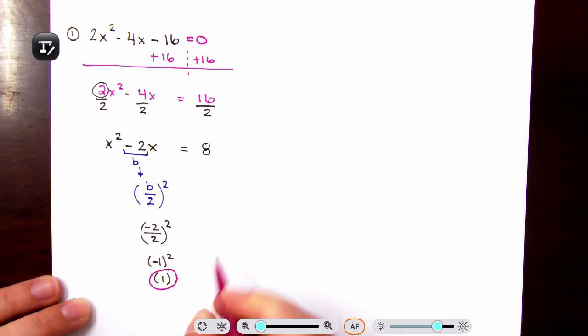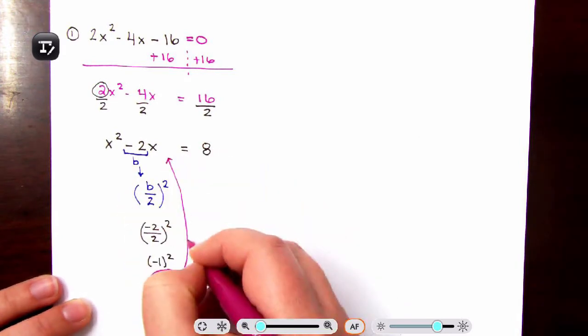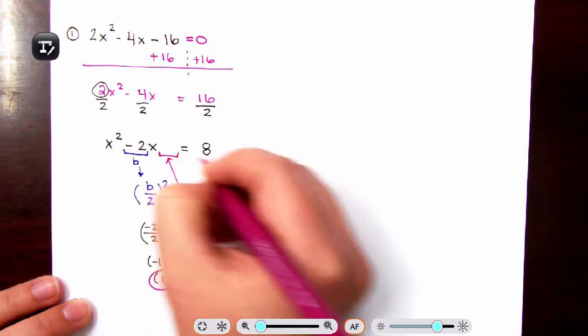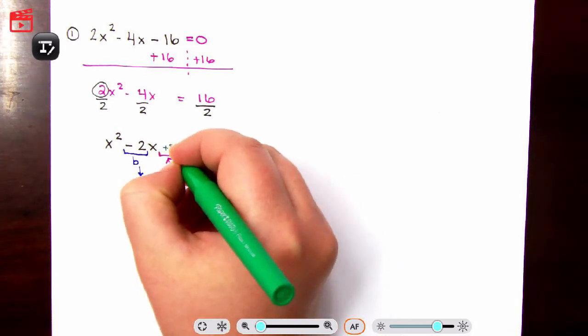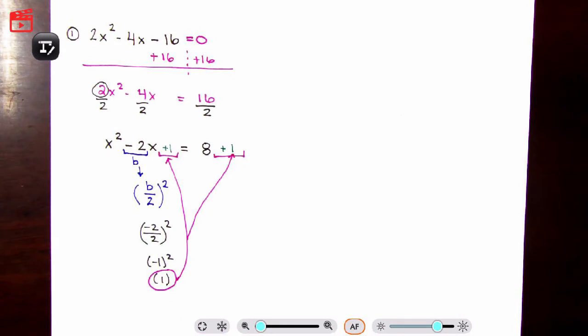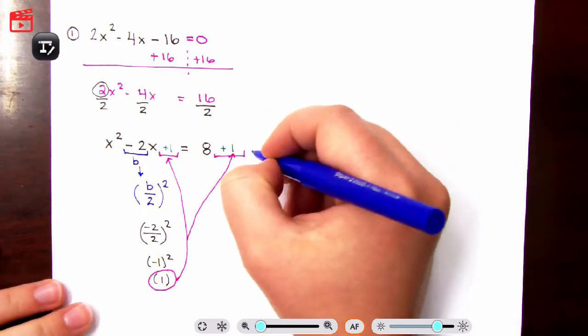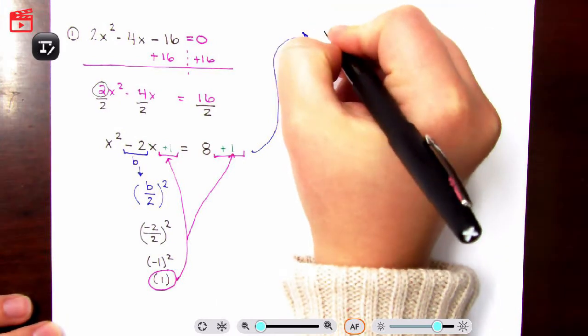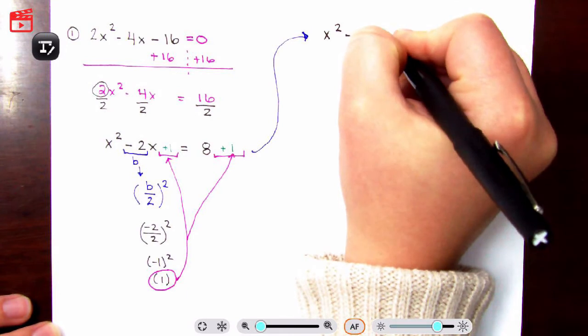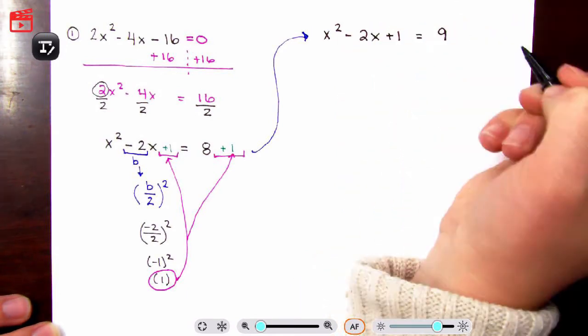So this value, whatever you get, you're going to add to both sides. So in our case, I have a positive 1. So I'm going to bring this positive 1 and I'm going to add it back up to my equation. What you do to one side, you always have to do to the other side. And then step number 6, oh, that is step number 6, is to add it to both sides. Step number 7 is you're going to factor your trinomial. Before I factor the trinomial, I'm going to write this out and simplify that right-hand side. So I have x squared minus 2x plus 1, and that's equal to 9.